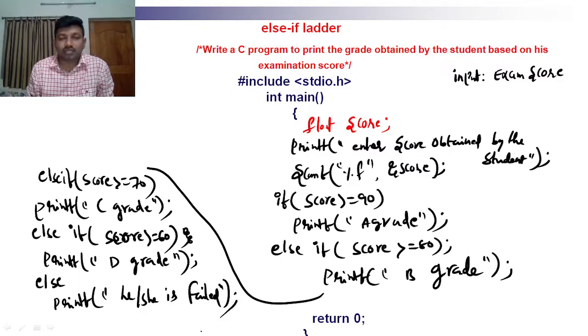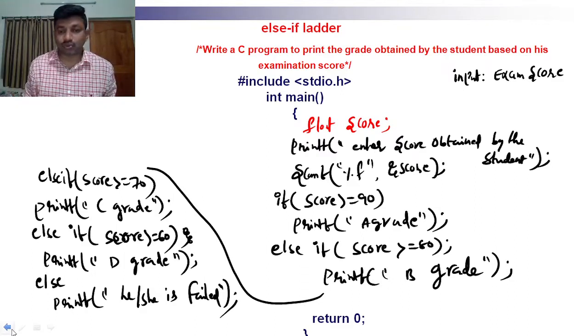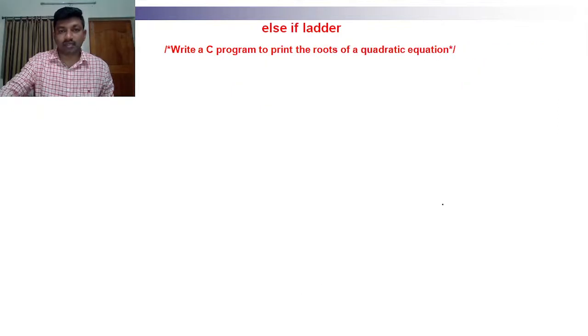Fine. So this could be the case. This is the way you can write multiple test conditions. If one condition is true, you check the other condition. But the point is only one block gets executed. If this is true, the rest of the conditions will not be tested. So the compiler will not test the rest of the conditions. Only the if gets executed. Any one block gets executed. That's the meaning of else if ladder.